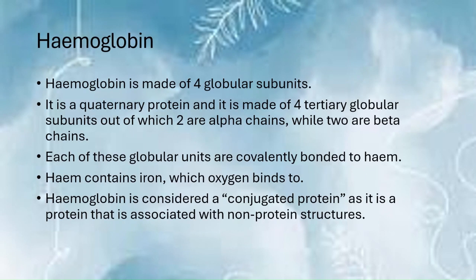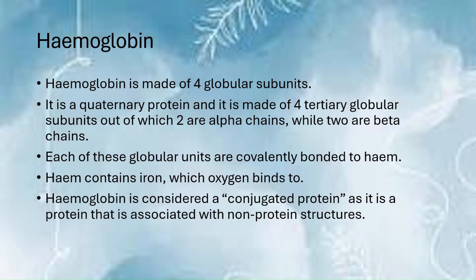So now we're looking at a specific example. In this case, it's hemoglobin. So hemoglobin is made of 4 globular subunits. It is a quaternary protein, and it is made of 4 tertiary globular subunits, out of which 2 are alpha chains, while 2 are beta chains.